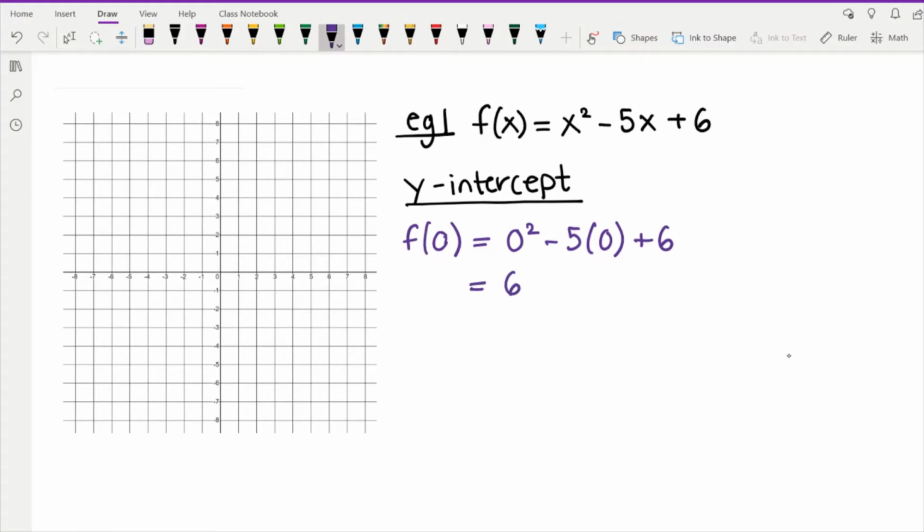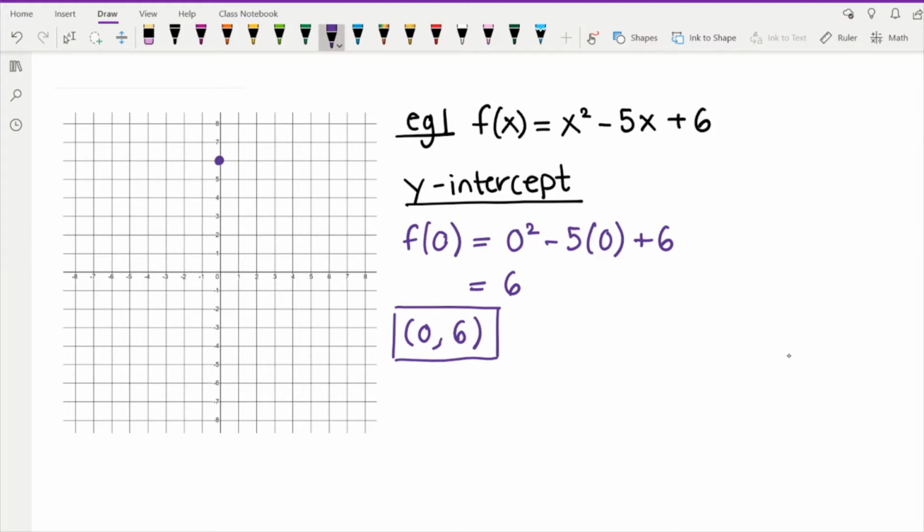And so the y-intercept is a point, right? It's not just a number, it's a specific point on the graph. So we want to actually write down both the x and the y coordinate. So the x-coordinate, as we said, is 0, and the y-coordinate we just found out is 6. And so that means that the y-intercept is this point right here.